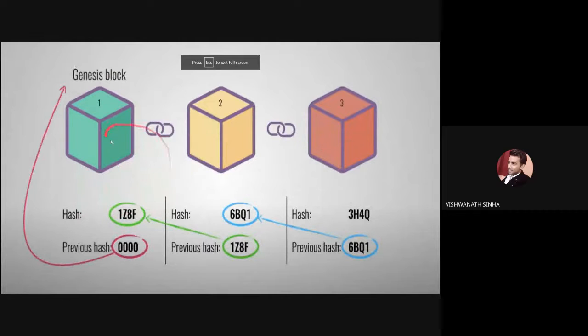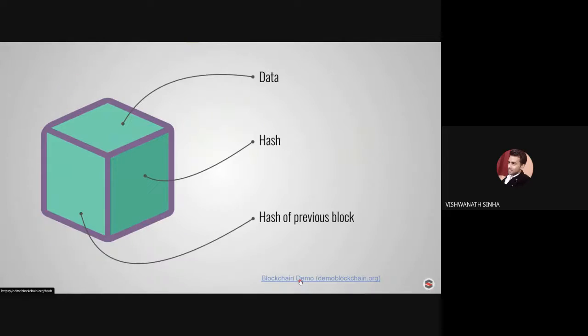And this is the blockchain. A blockchain has a genesis block, the first block. It has the hash and the previous hash, because the first block is not linked with any block. So the previous hash here is 0. So we can also see this.